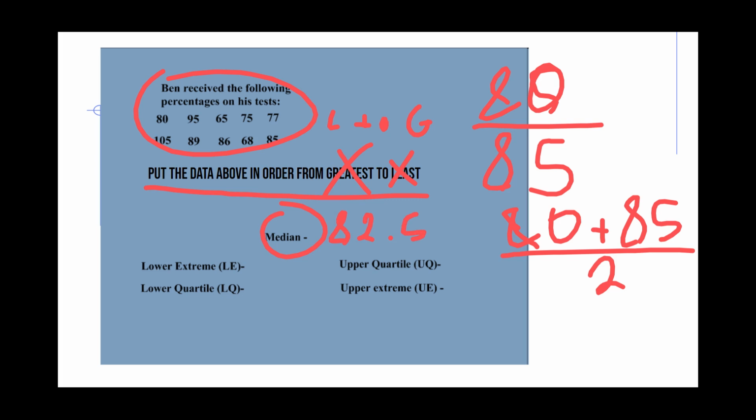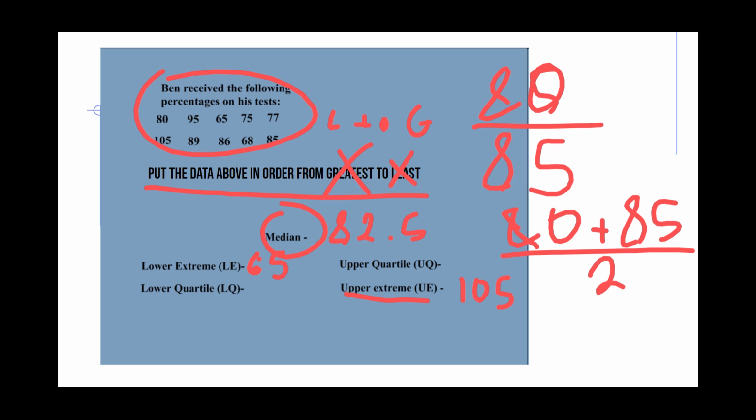Now we need to find the lower extreme. The lower extreme just means the lowest number on that list. If we arranged it in order from least to greatest, my lowest number is 65. I can do my upper extreme as well, because the upper extreme is going to be the highest number. And our highest number is 105.